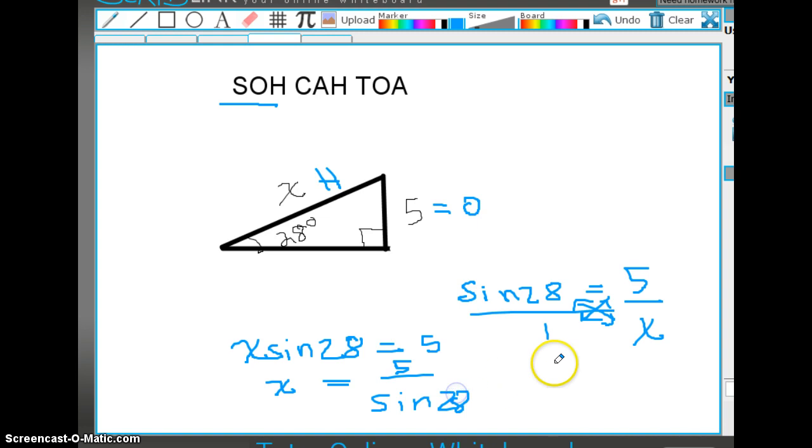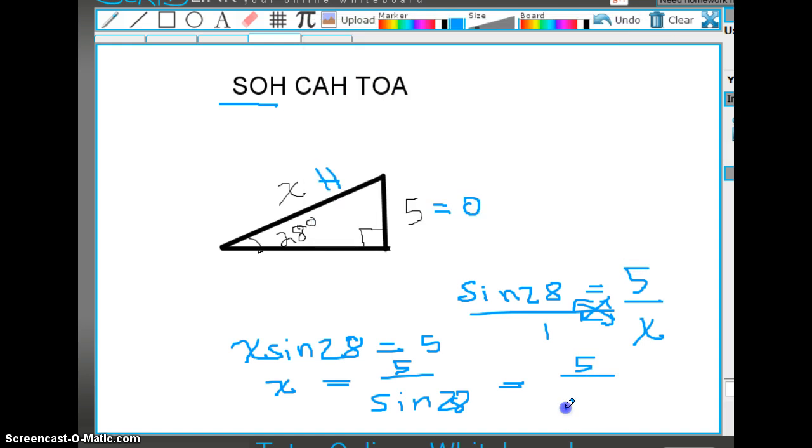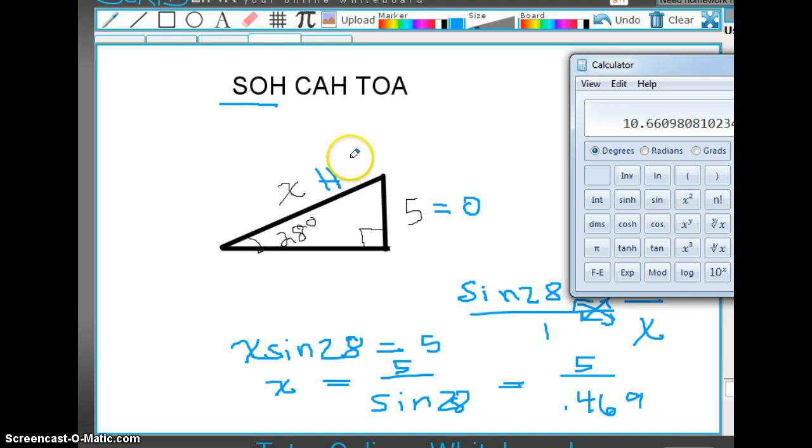So let's go find out what the sine of 28 is. 28 sine, and it's 0.469. So going back to our calculator, 5 divided by 0.469 is going to give you 10.66. So the hypotenuse is longer.